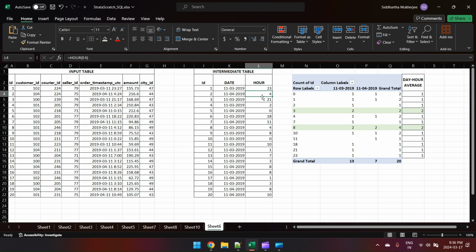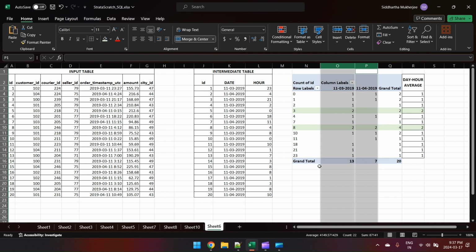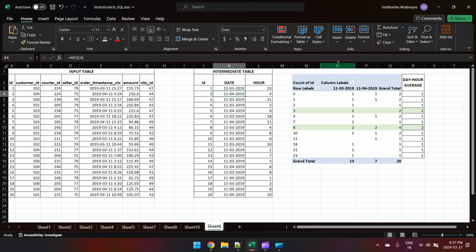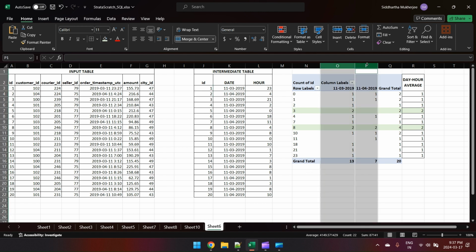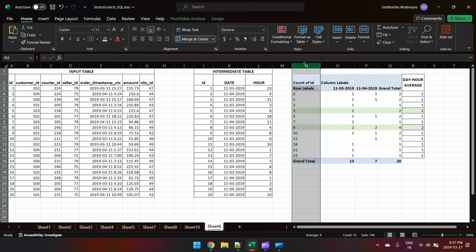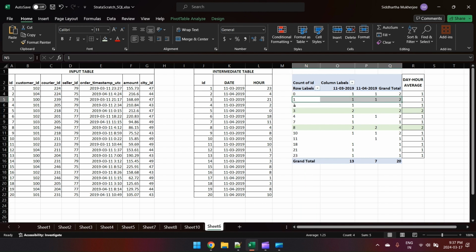Now as we said, what we have to do is find out the average hourly count of orders. For that we have created a pivot table here. It has columns for all the unique dates on which the sales happened. Since we have only two dates here, 11th of March and 11th of April, there are only two date columns. If we had 10 instead of 2, we would have 10 date columns. And this column N has the hour tags. So 0 means midnight to 1 a.m., 1 means 1 a.m. to 2 a.m., 2 means 2 a.m. to 3 a.m., and so on.